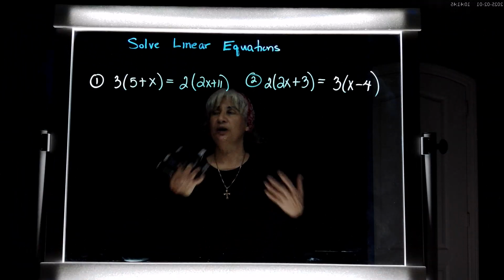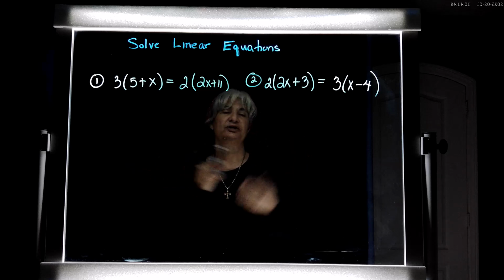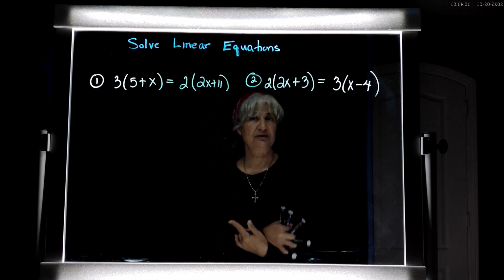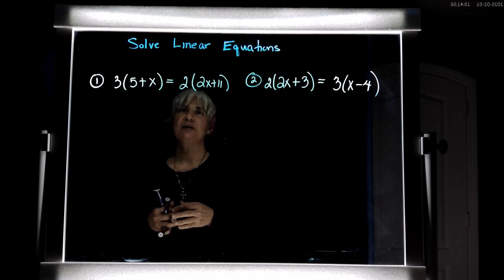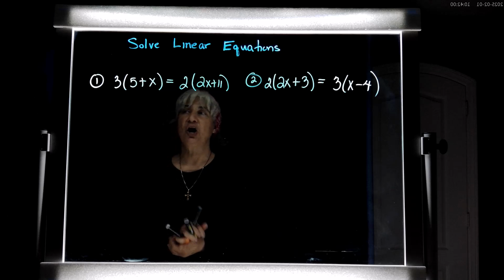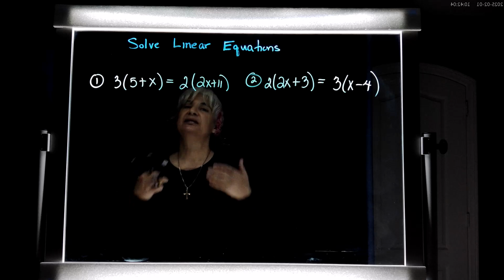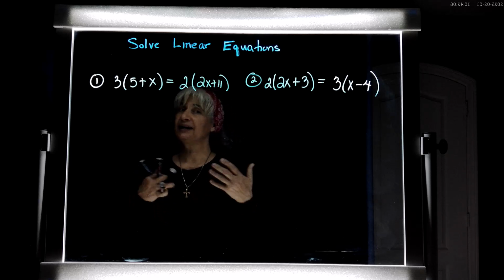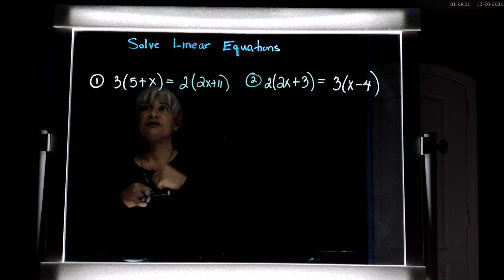Okay, so if you're watching this, that means you wanted a little bit more practice with solving linear equations with parentheses. So let's look at number one. If you look at number one, I have got parentheses on both sides of the equal to sign, which means on the left side and the right side, we're going to have to get rid of the parentheses by distributing. Good. So let's take a look.